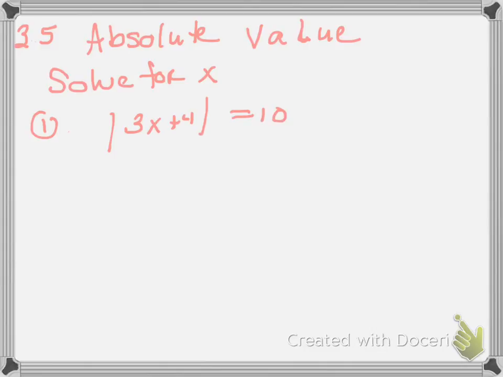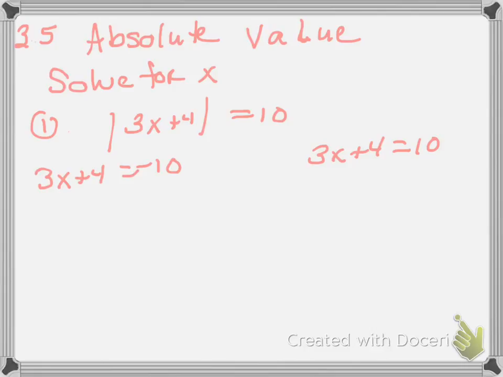So the absolute value of 3x plus 4 is equal to 10. I have my function. My function is the absolute value, and it's all by itself. So I'm going to undo my function. Now, when I do that, we will have two cases. We have 3x plus 4 is equal to negative 10, and then 3x plus 4 is equal to positive 10. Because remember, absolute value goes to the left and it goes to the right.